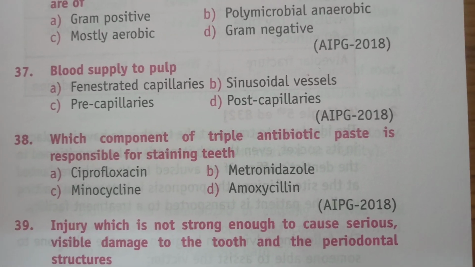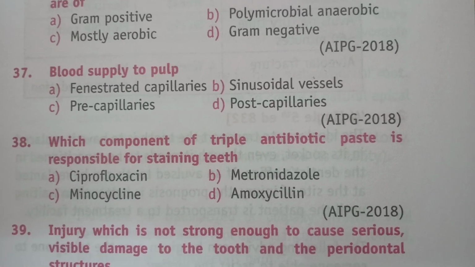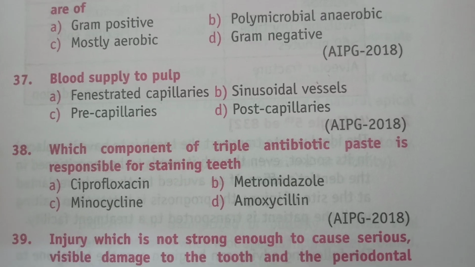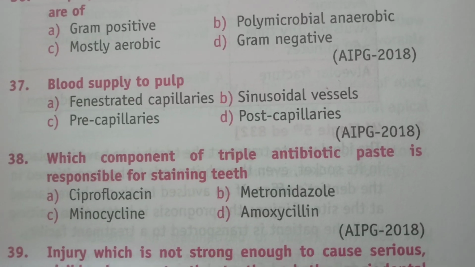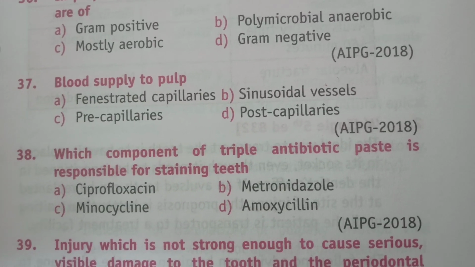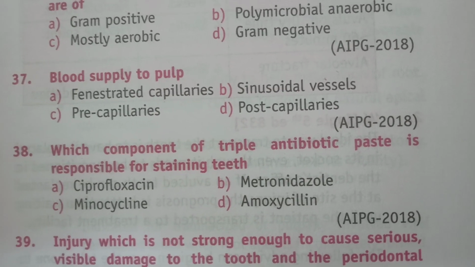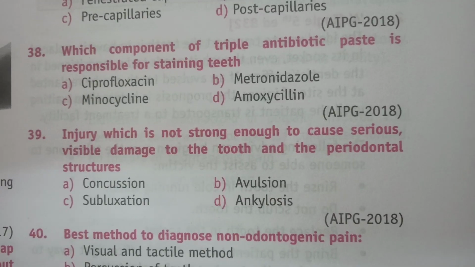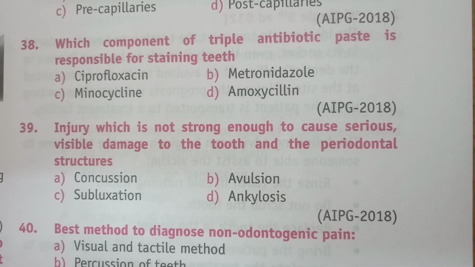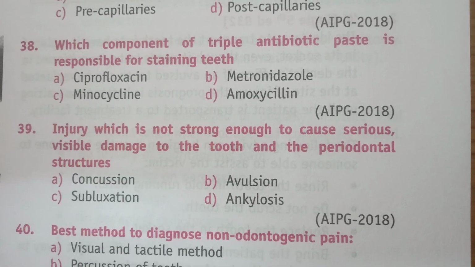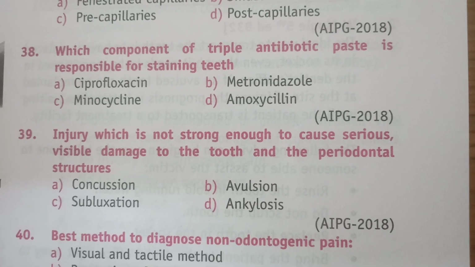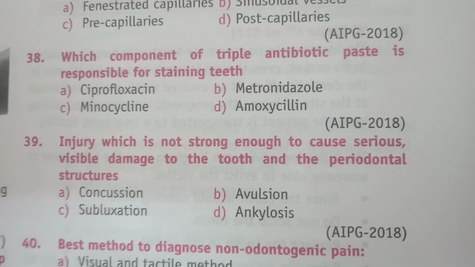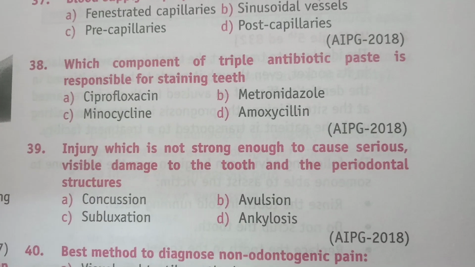38, which component of triple antibiotic paste is responsible for staining teeth? The answer is C, minocycline. The 39 number question: injury which is not strong enough to cause serious visible damage to the tooth and the periodontal structure: concussion, subluxation, avulsion, ankylosis. The answer is A, concussion.